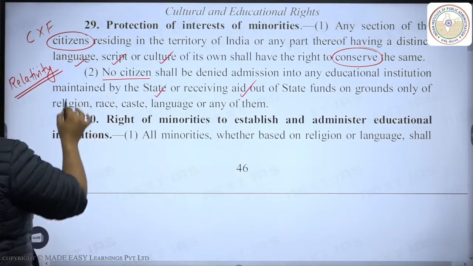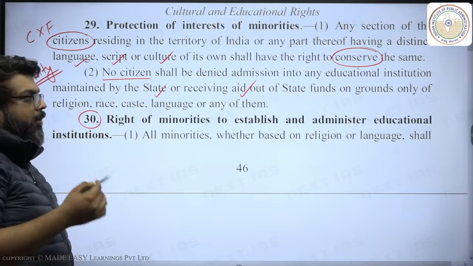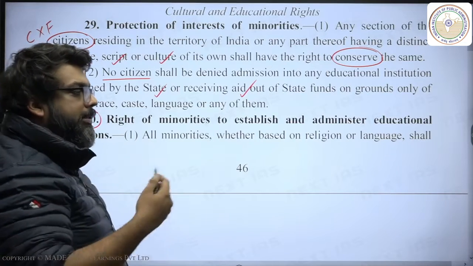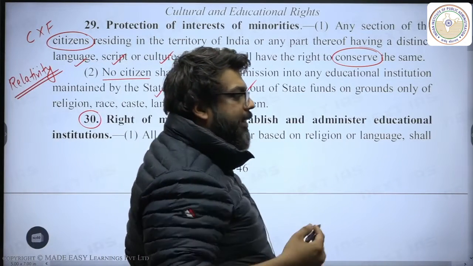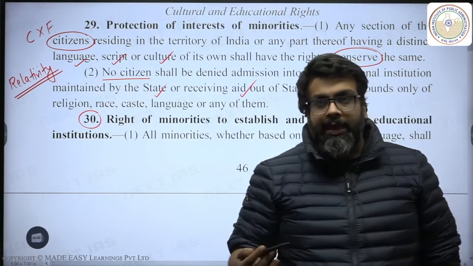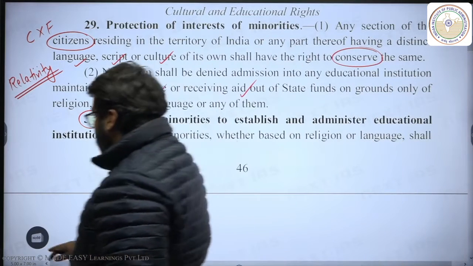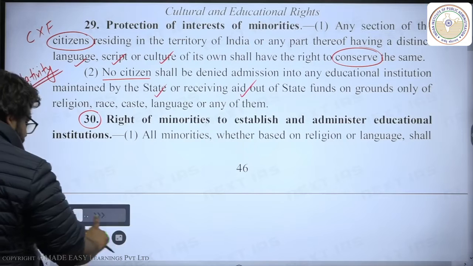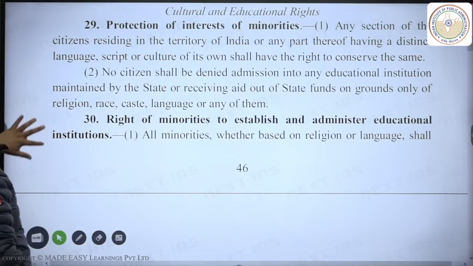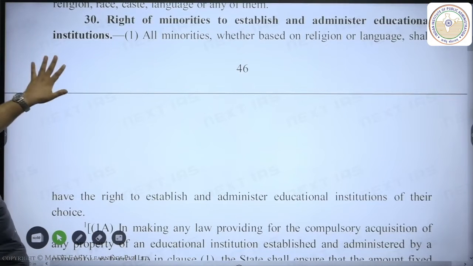Now, Article 29 is supported by Article 30 because the fundamental way to conserve any of these attributes is to ensure that people get educated in these attributes. So let's understand what they are. So when we look at Article 30, what does it say? The right of minorities to establish and administer educational institutions.